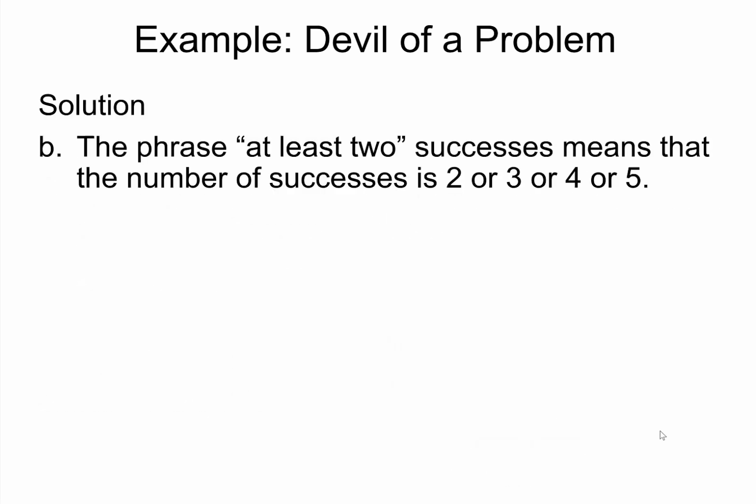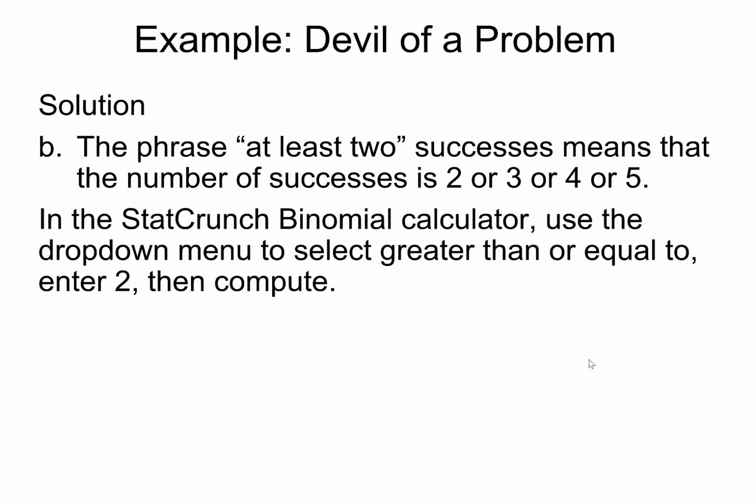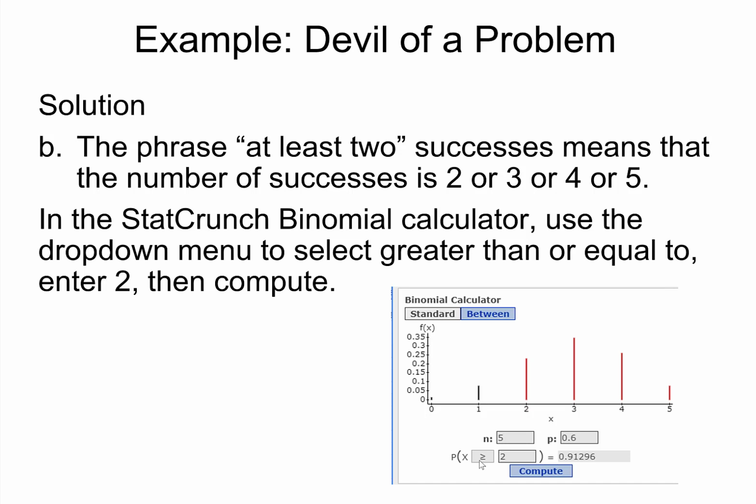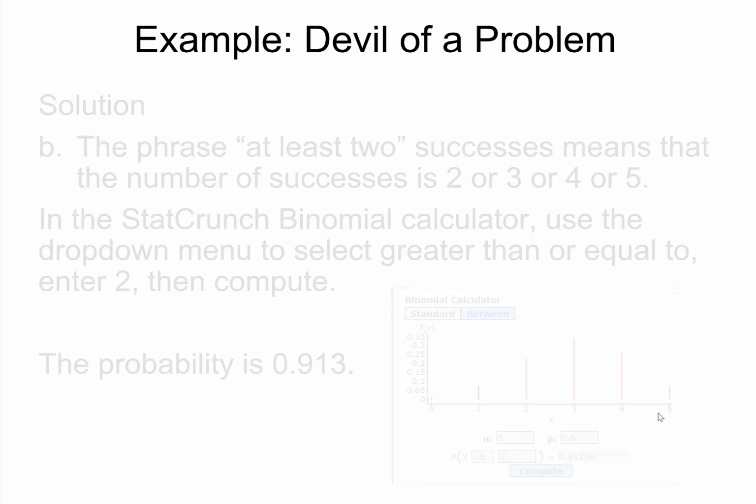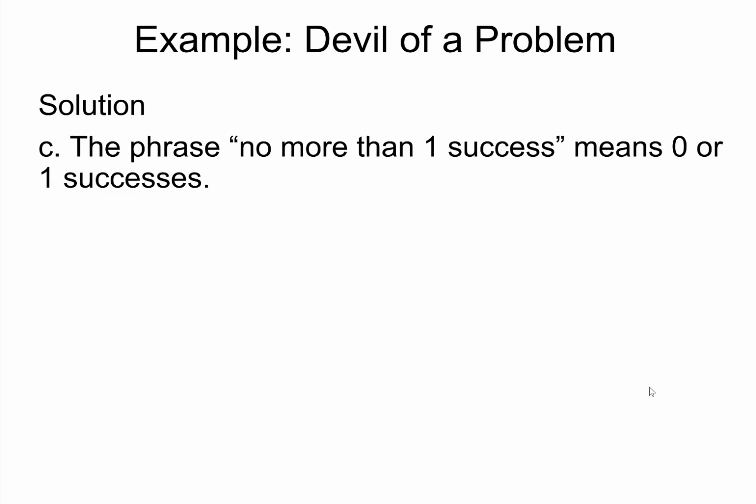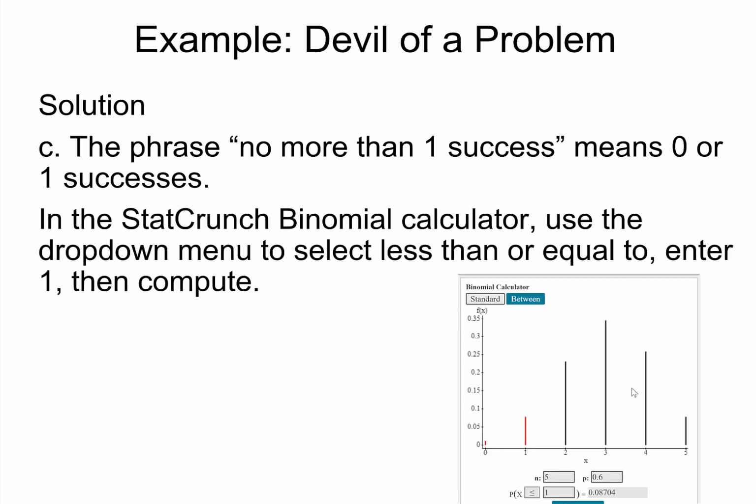Now we want to do the phrase at least 2 successes, which means the number of successes is 2, 3, 4, or 5. So my drop down I'm going to do as greater than or equal to 2. Right here I select greater than or equal to 2. I put my same n in and my same probability, and I get 0.913 approximately. And then the last one was at most, no more than 1 success. That means 0 or 1 successes. So again, this time I'm going to do a less than or equal to right over here, and I get a probability of 0.087.